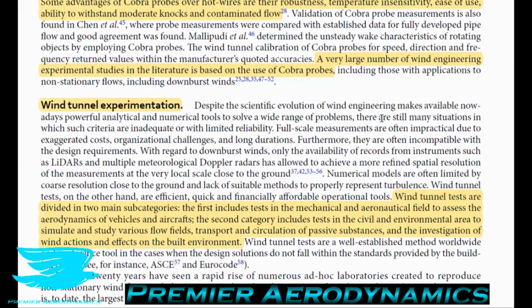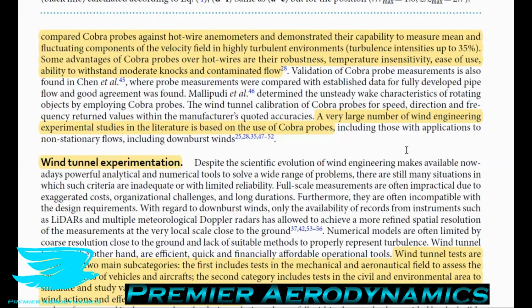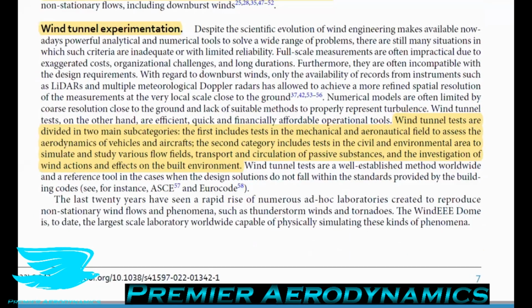So, wind tunnel experimentation. Let's talk about the validation of it. Wind tunnel tests are divided into two main subcategories. The first includes tests in the mechanical and aeronautical field to assess the aerodynamics of vehicles and aircraft. The second category includes tests in the civilian environmental area to simulate and study various flow fields, transport and circulation of passive substances, and the investigation of wind actions and effects on the built environment. Let's talk about these two different main categories.